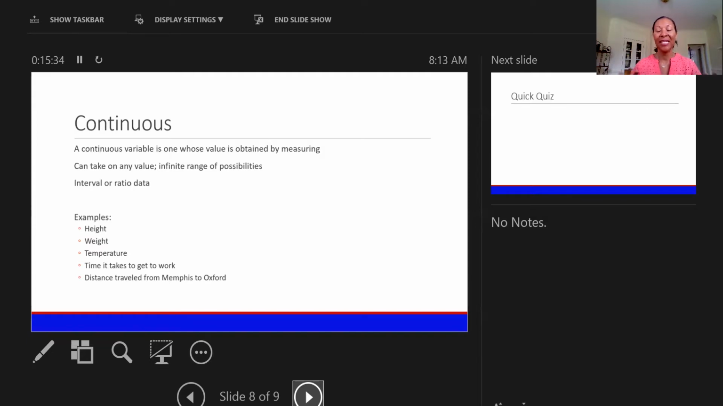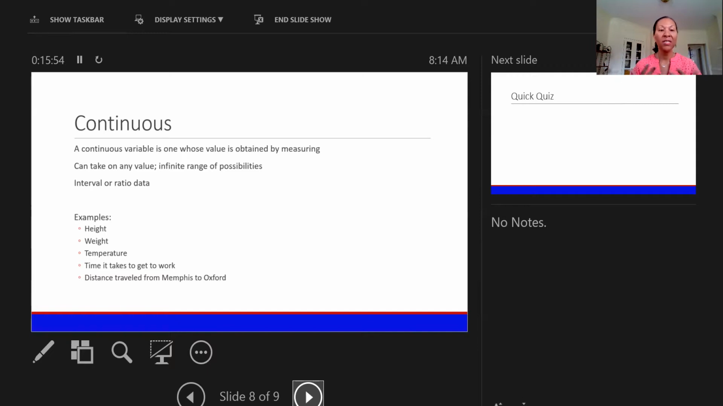Continuous data can take on any value, so we can have 2.5, we can have 5 feet 2 inches kind of thing. So there's some in-between values that we can get with continuous data. So there's an infinite range of possibilities.